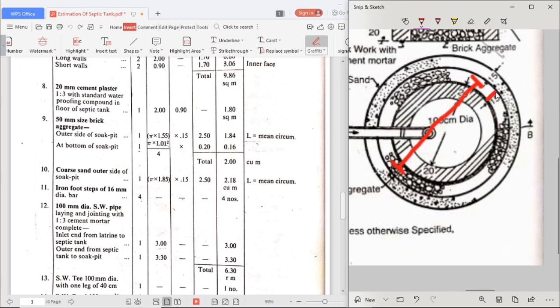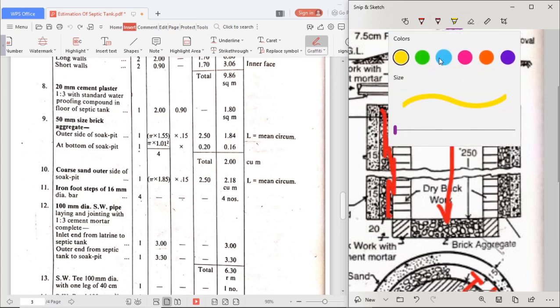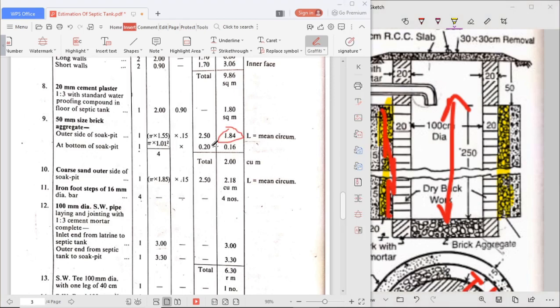So what is the thickness? 15. What is the height, to which height it will be done? The height is 2.50. I'll highlight this. What we calculated here was the 50 mm size brick aggregate. With height 2.50, we will get 1.84 as the quantity.